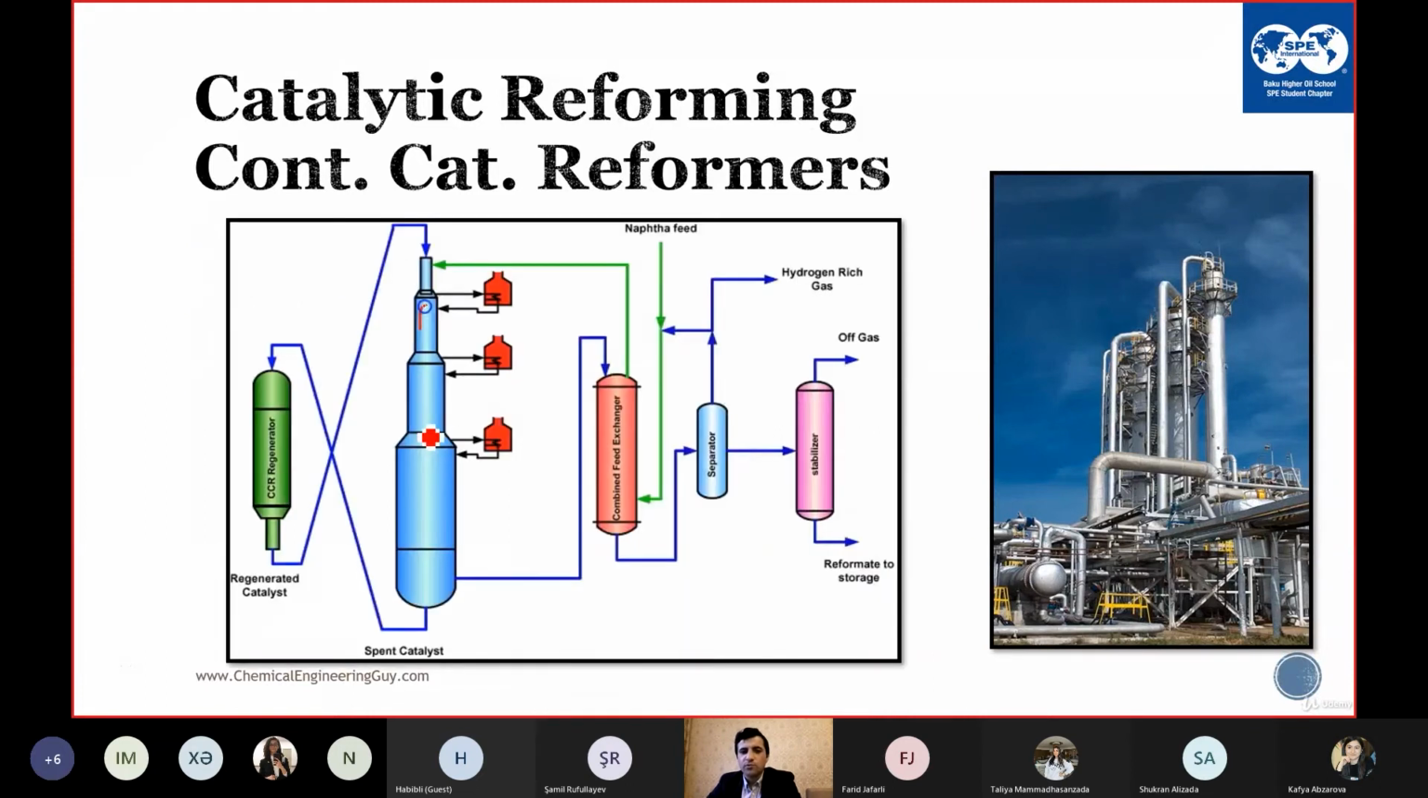So I will ask you why we need continuous regeneration. What would happen if we don't have continuous regeneration? What's the advantage of continuous regeneration? Any idea?